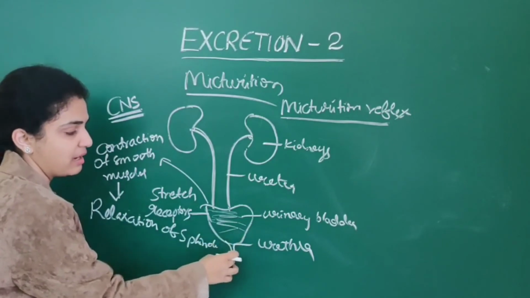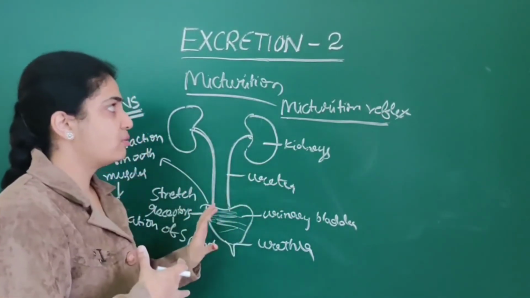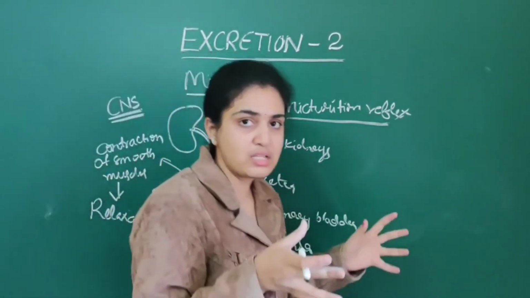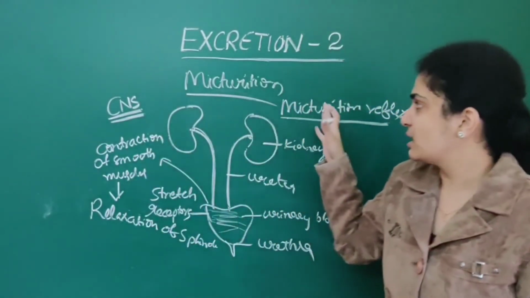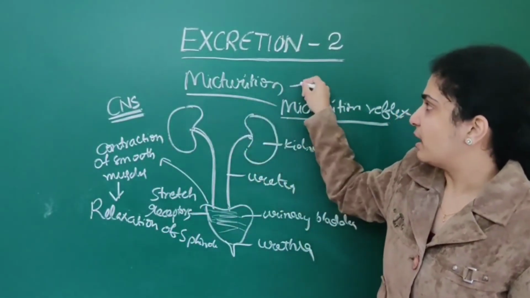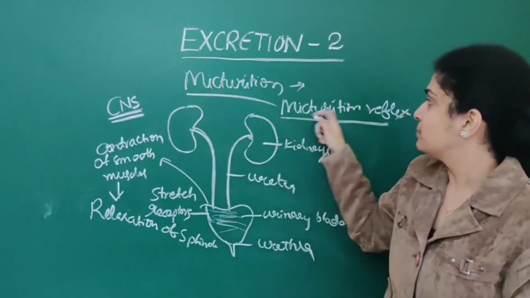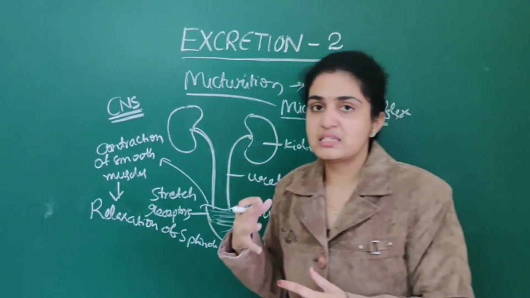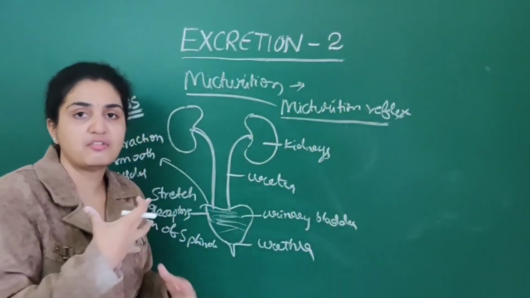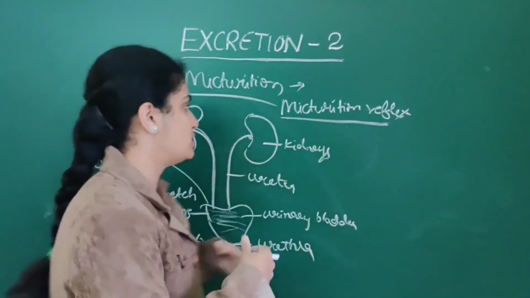Then from the urinary bladder, through the urethra, urine is passed out. So this is the process of micturition. What is micturition? It is the process of excretion of urine. It takes place by a neural signal called the micturition reflex.